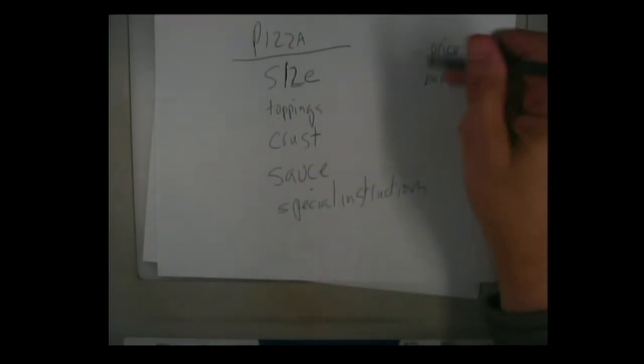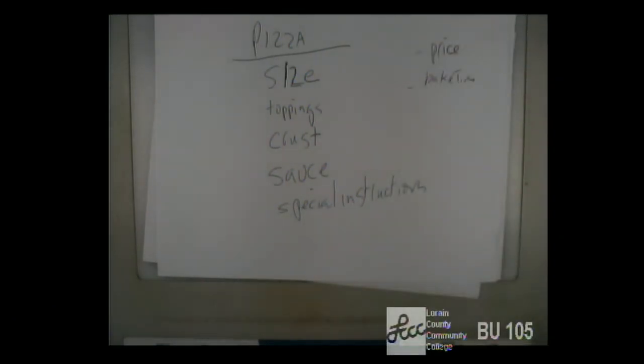Then, I mean, we could get into other things, too. We could get into how much of each ingredient it has. You know, there might be a calculation, maybe that a small pizza takes a certain number of ounces of flour, a certain number of ounces of tomato sauce, a certain number of ounces of cheese. A medium has a different amount, and so on. And that might be important.